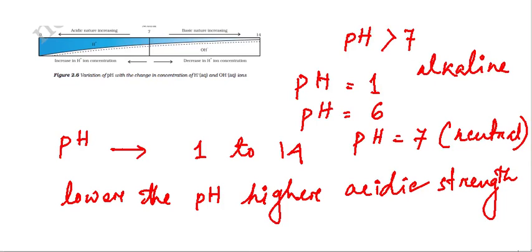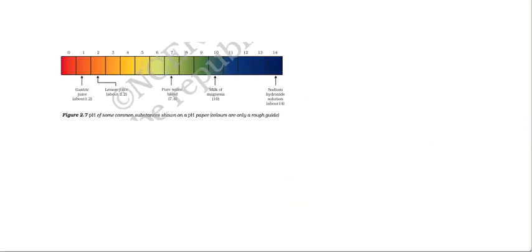Now as we learnt in the beginning of the session, the universal indicators show different colors when different concentrations of H plus ion are there. So how do they show color? Let's see in this diagram. There are the pH values written on the top, and the corresponding colors of the universal indicator are shown.